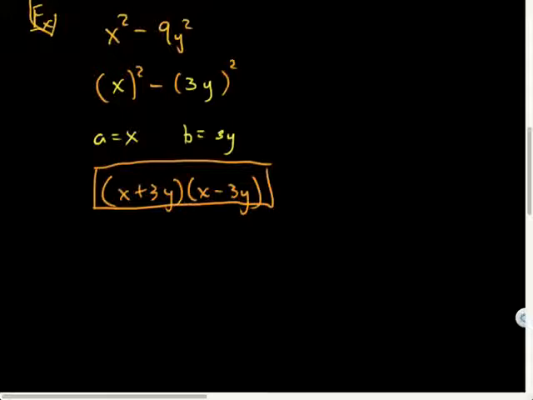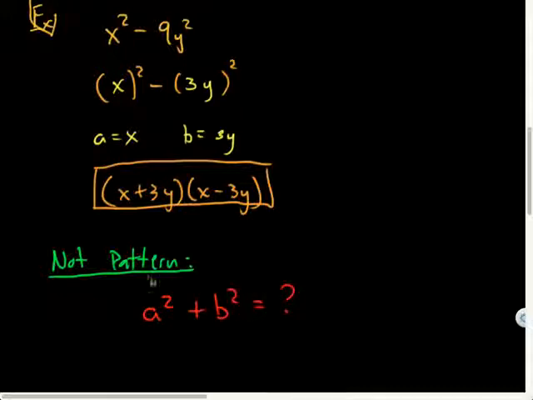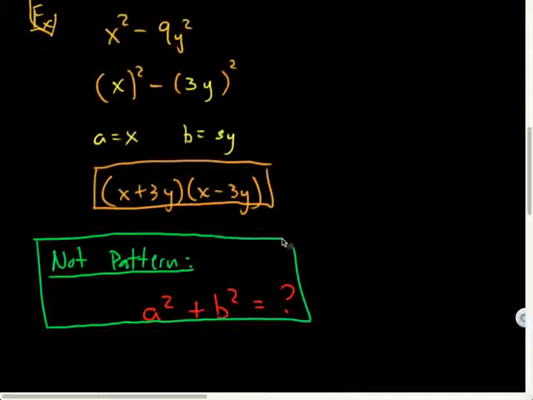Now, one thing I want to point out. Here's a not pattern. Not pattern, right? There is no such thing as the sum of two squares pattern. Okay? No such thing. So even if you have two perfect squares, if there's a plus sign in between them, too bad.